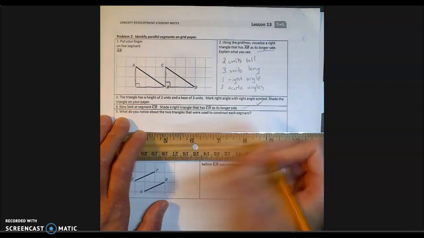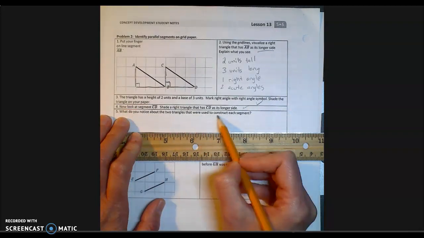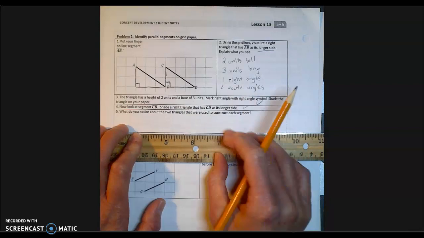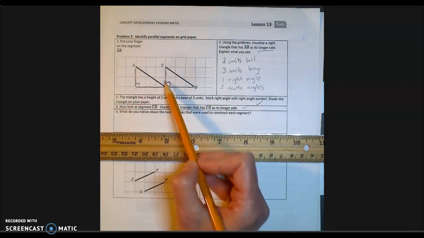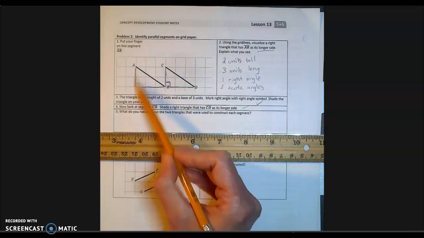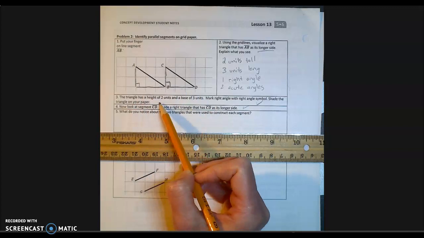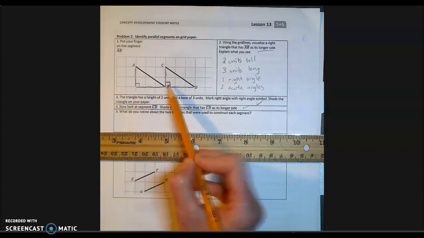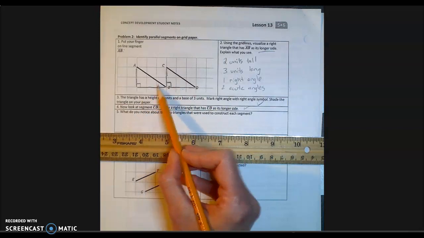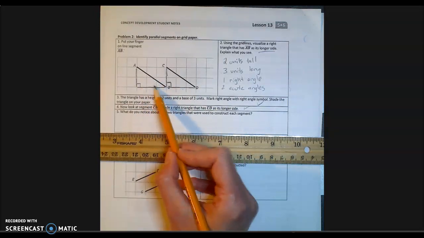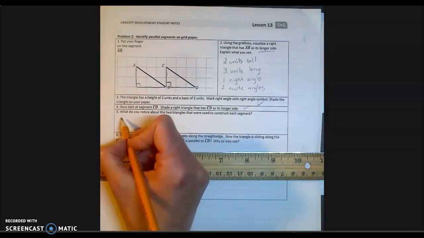So, number 5, what do you notice about the 2 triangles that were used to construct each segment? So, well, I would take a look at them, and I would say here they both are 2 units tall, and they both have 3 units on their base, and they both have right angles. So the only thing that's different would be that it looks like this triangle was just scooched over here. So we can say they're exactly the same.